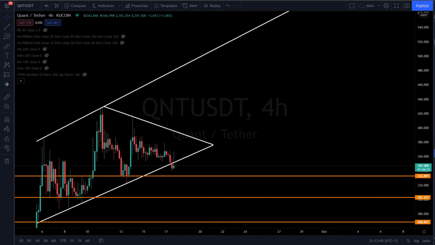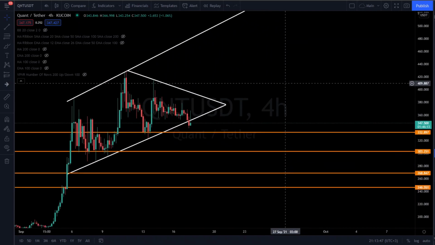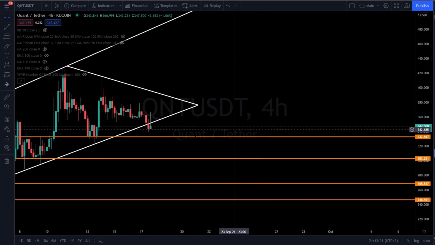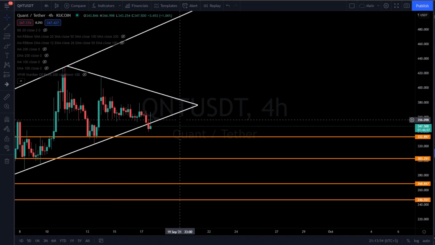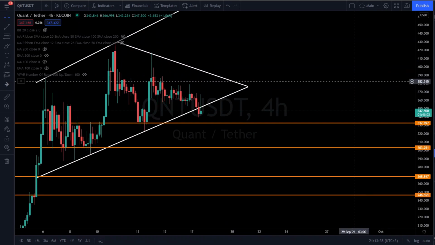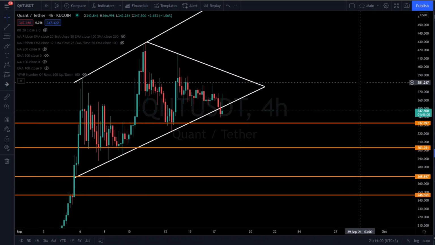But right now that doesn't seem super relevant for us as we are below the channel. But if that happens, obviously we're looking at breaking this trend line. That is the most important thing. But yeah, so where do I think we are going?